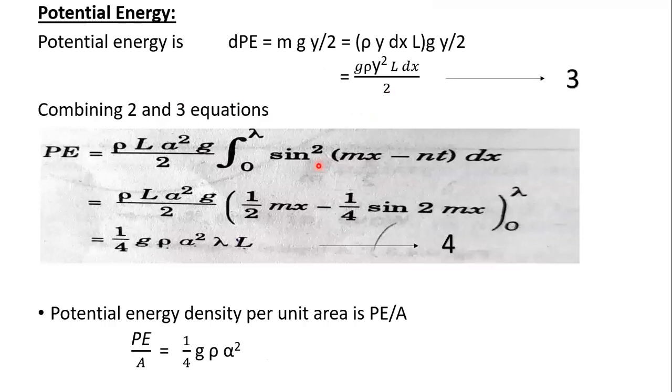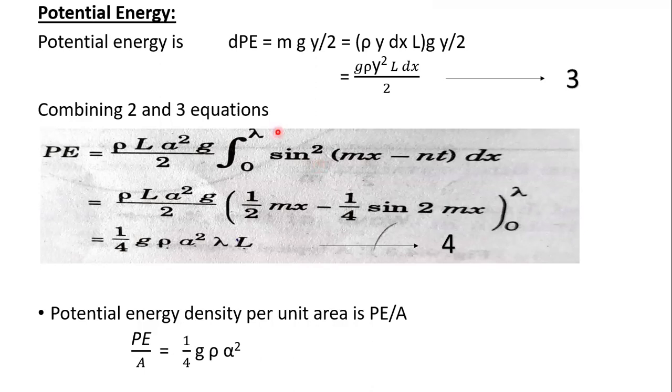Next, we will see the potential and kinetic energies of this wave. First, calculate the potential energy. This potential energy arises from the elevation of water above the mean level, that is, from y equal to 0. If you consider a differential volume y dx, we will have a mean height of λ/2.